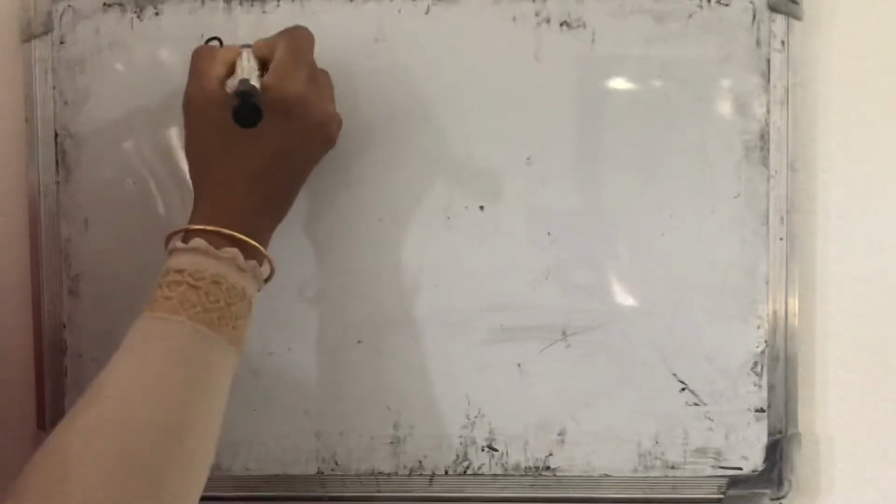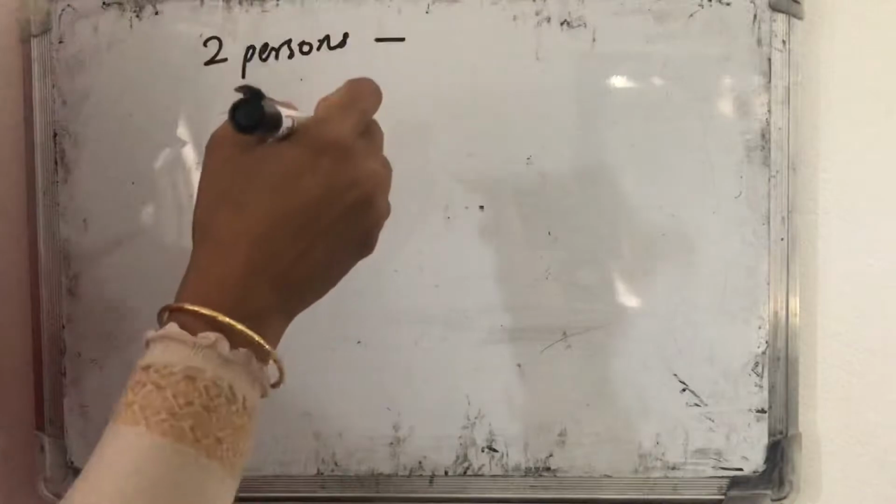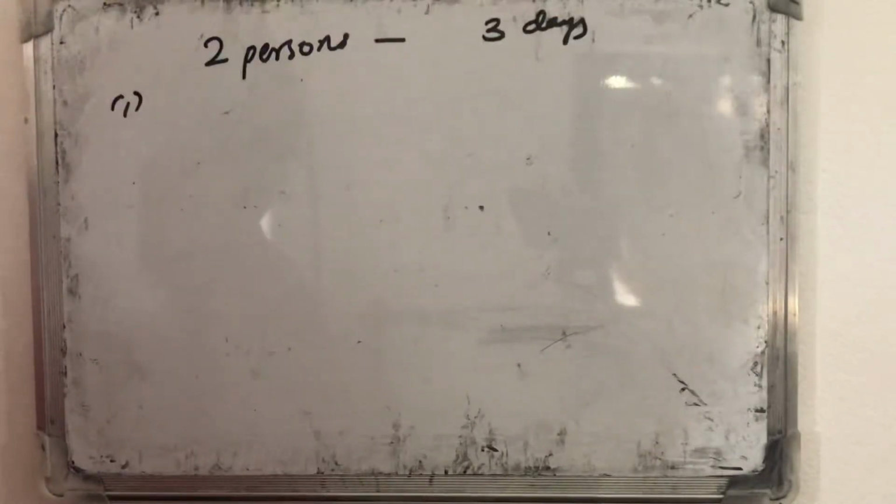Next question. 2 persons could fit new windows in a house in 3 days. 2 persons need 3 days for fitting the windows. So here I have 2 questions. First one is, one of the persons fell ill before the work started. How long would the job take now?